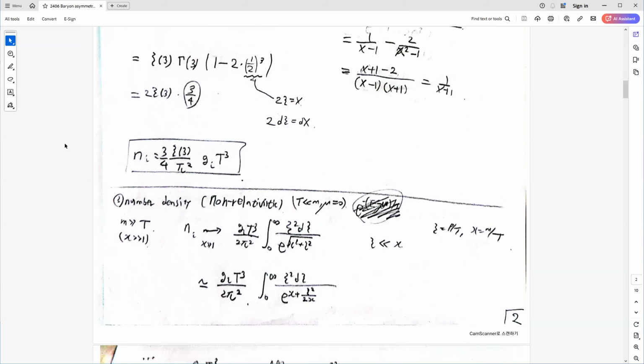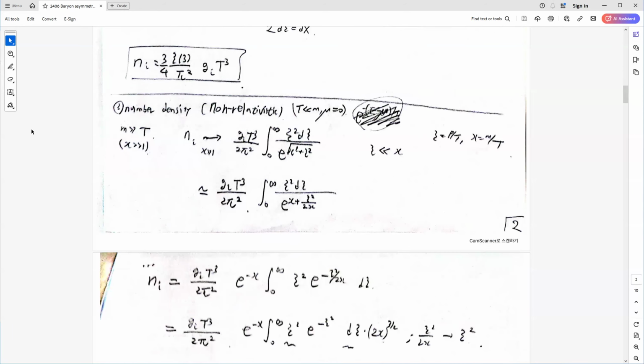Now we will consider the non-relativistic limit. In the non-relativistic limit, the mass is larger than the temperature. In this case, zeta, which is p over T, is a lot smaller than x, which is m over T. So we cannot ignore x, and we can expand the exponential factors in the denominator.